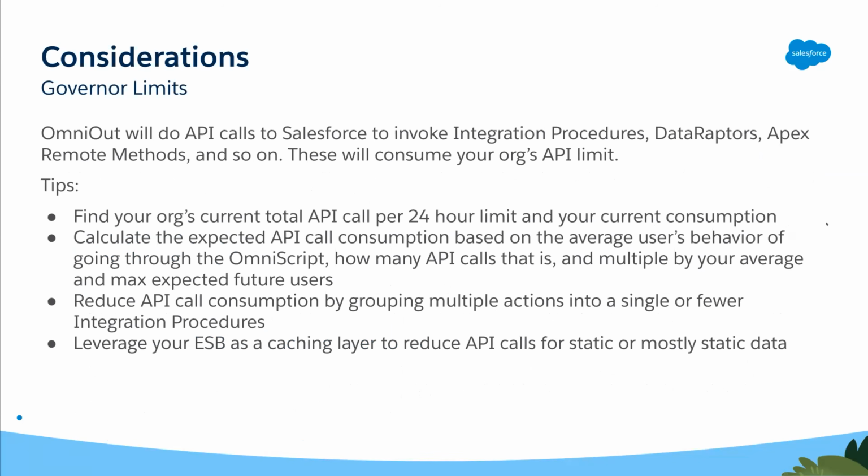Governance limits you have to consider as well. Basically, every call that we make outside of the OmniOut will count against your limit. We do recommend that you find your total API calls per 24-hour limit and see your edge cases. What is your average or maximum number of API calls, so that you're not surprised that you have hit the limit?